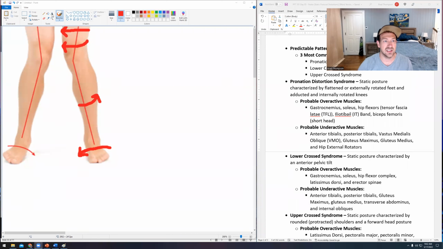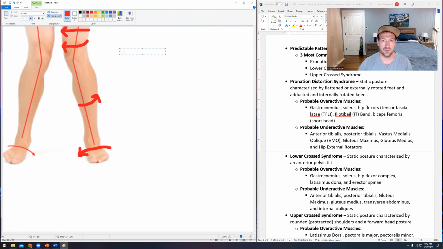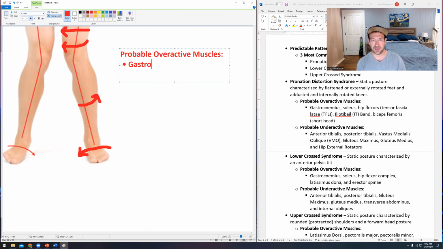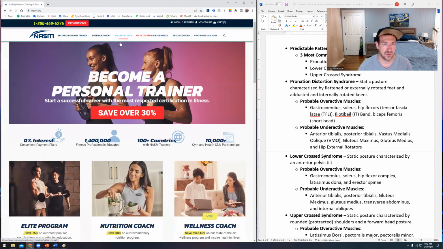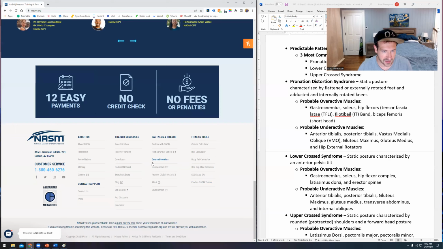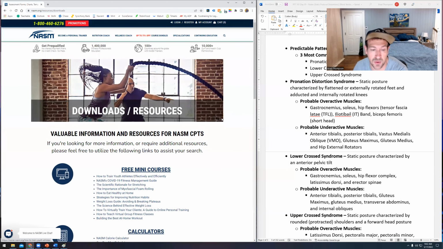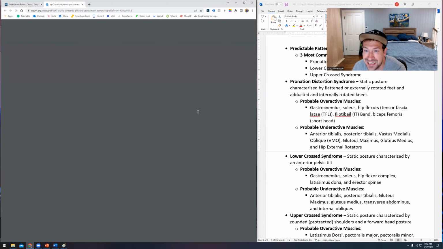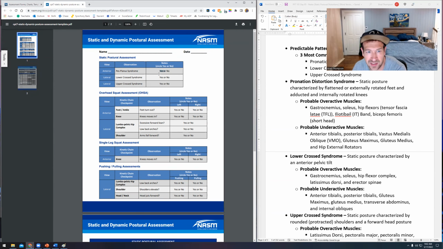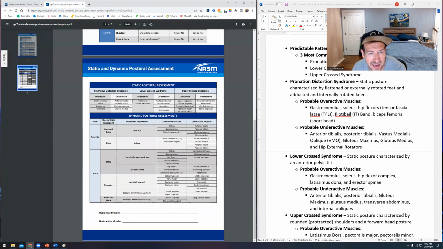So now we've got a list of probable overactive muscles, right? That are going to be our really tight muscles that we need to stretch. So this is going to be the gastrocnemius. And actually, I'm going to pull up the new version of this. Let's scroll down. I'm going to modify this slightly. By the way, this is on NASM's website. If you go to their downloads tab, you can find under the assessments form the static and dynamic posture assessments. Here's where you're marking it. It's like, yes, I saw that, no, I didn't see that. But down here is the answers.